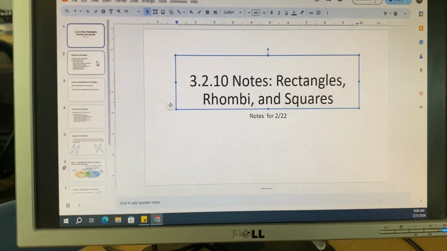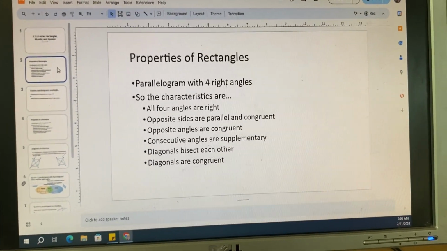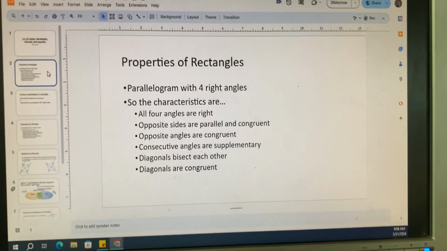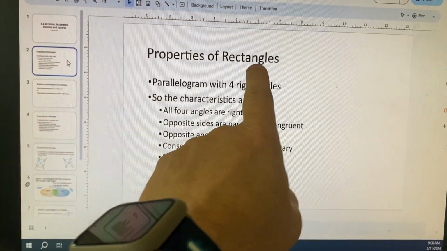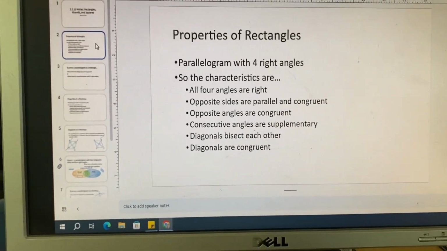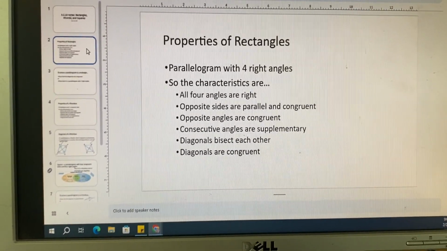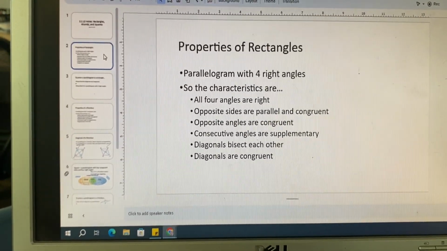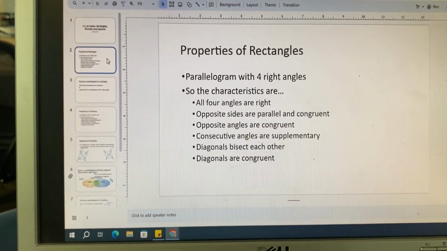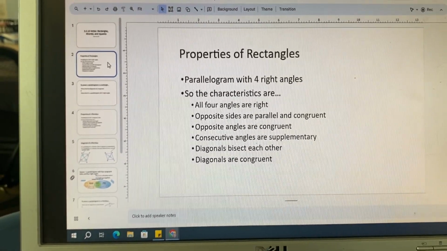So right off the bat, a rectangle is a parallelogram. We talked about parallelograms. All four of the angles are right angles. That's where the name comes from, rectangle. Okay, it's right angles. So all four angles are right angles. The opposite sides are parallel and congruent. The opposite angles are congruent. So some of those things are the exact same things that we had when we had the parallelogram.